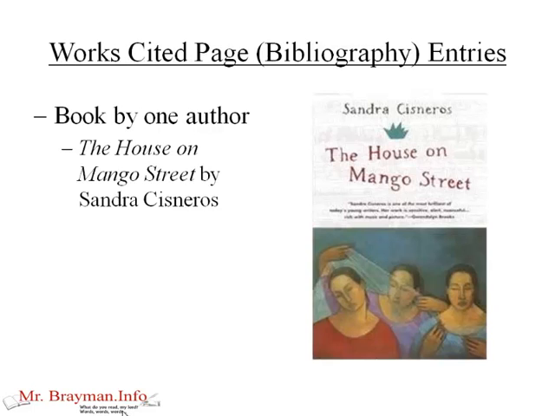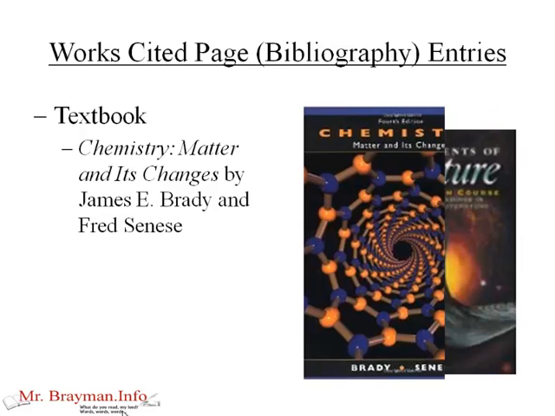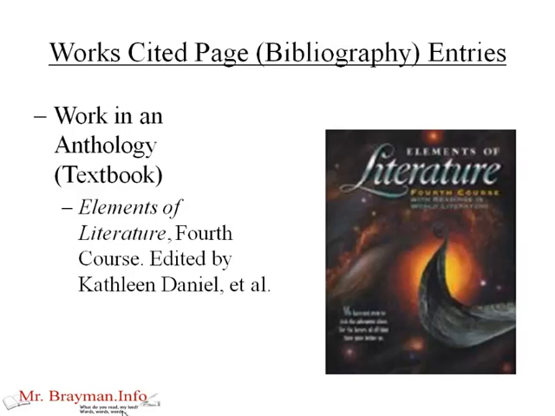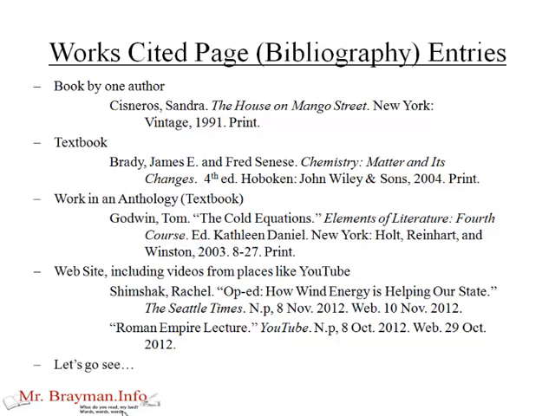So let's go back over and look at how we might do this for certain kinds of books. Here's a book by one author, very commonly read by freshmen in high school. It's a chemistry book. I believe this is the chemistry book used at my high school where I teach. Here's a sophomore literature book. And then maybe, let's say, a newspaper and YouTube. We would go into the MLA Style Guide and figure out how to do the Works Cited page entries for these things. And here's what the finished product would look like.